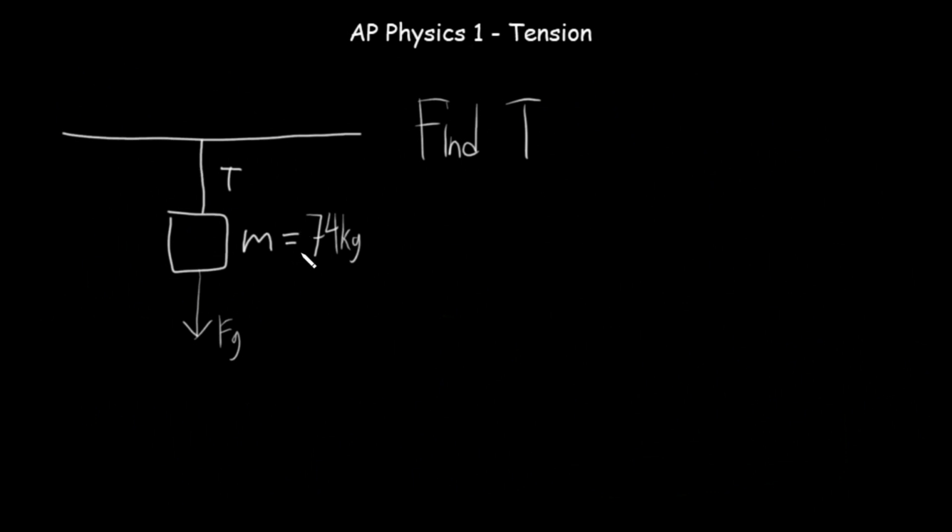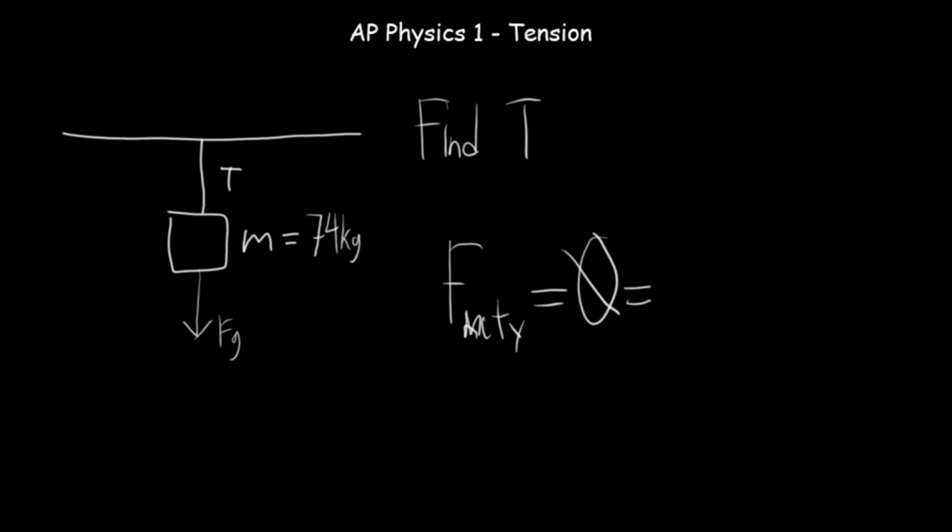The box's mass is 74 kilograms, and there's a force of gravity, and the net force is 0. Our job is to find T. So, like I said, the net force is 0, right? So you're going to have to think of it this way. Oh, my pen is really messed up for some reason. If the net force in the y direction is 0, forget about the x direction. There are no x directional forces happening here.